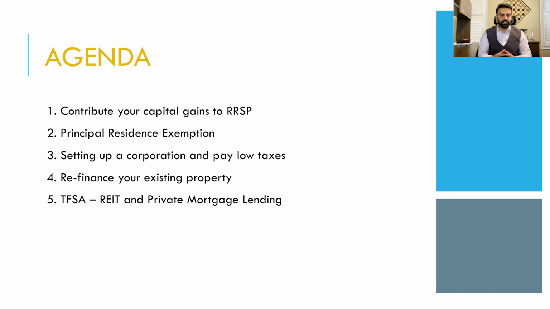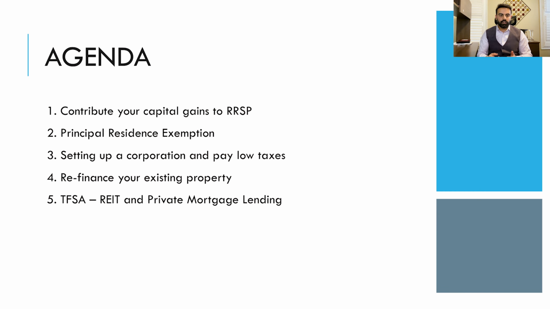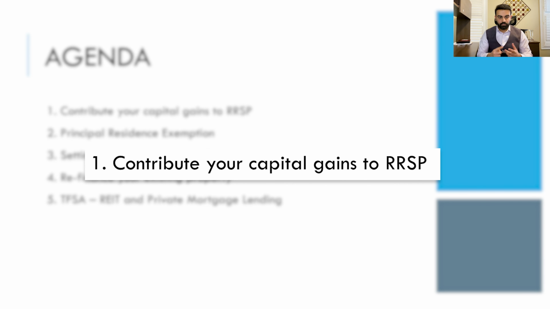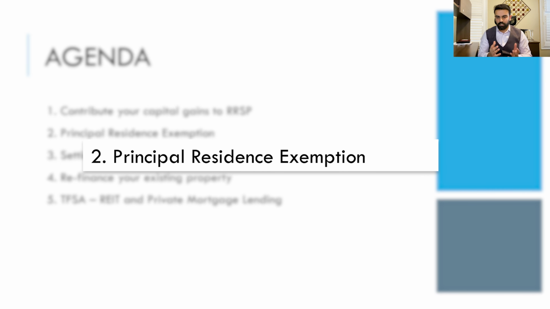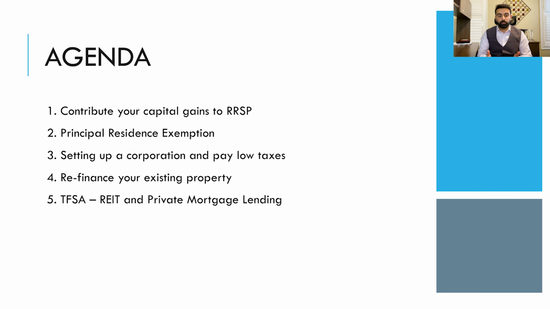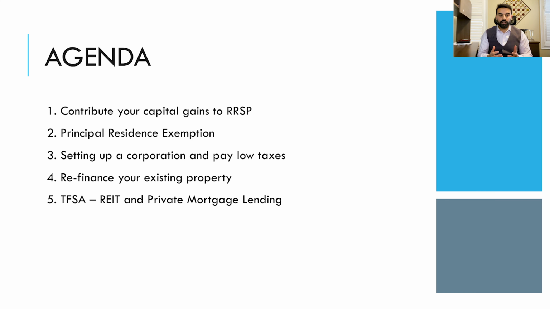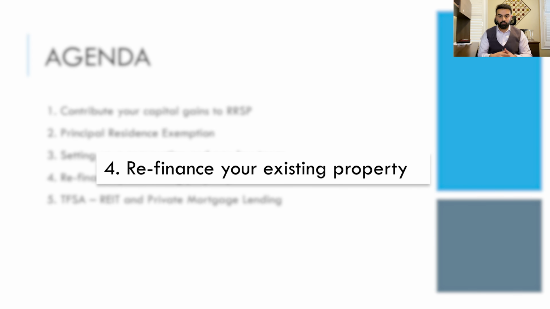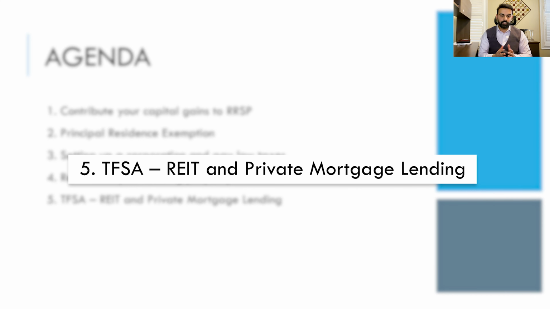Today's agenda is technically on what are the 5 strategies that we can use to basically reduce our taxes. Number 1, I'll be talking about how you can use RRSPs to reduce your tax liability. Then we're going to talk about Principal Residence Exemption and a little bit of changes to those. Number 3, we'll be talking about how you can set up a corporation to pay lower taxes. Then we're going to go into refinancing your existing property, which is a cash out refinance. And we're going to end this presentation off with a TFSA and self-directed investments and how you can use the money in your TFSA towards private mortgage lending and private mortgages.